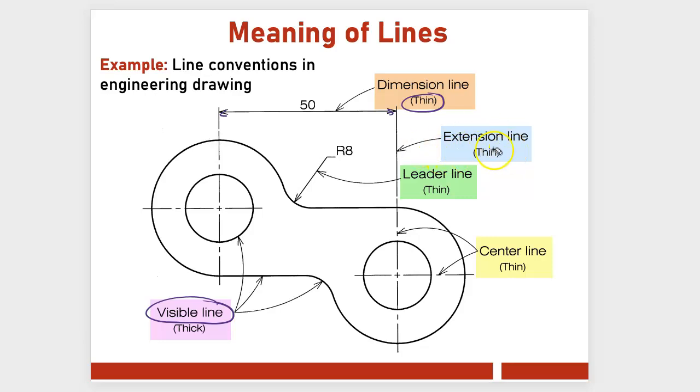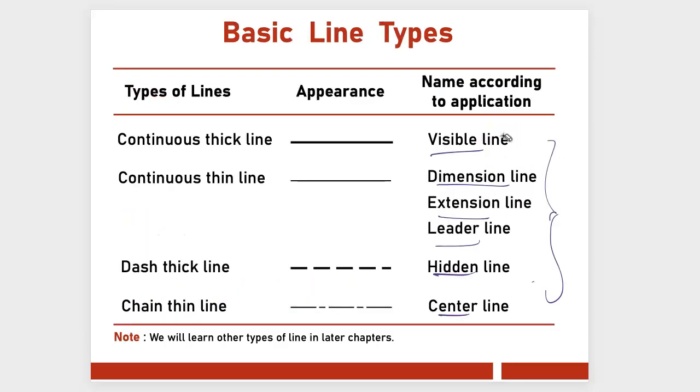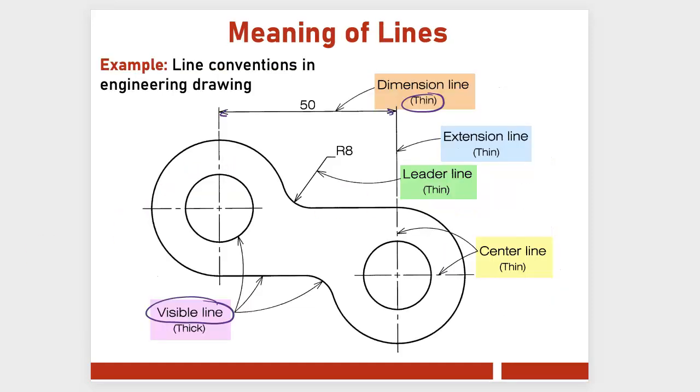And then for the extension line, we also use a continuous thin line. This is the extension line. The extension line gives us a guide for the dimension. We put the extension line first and then we put the dimension line. And then a leader line gives us information, for example, the radius. So a leader line also uses a thin line.